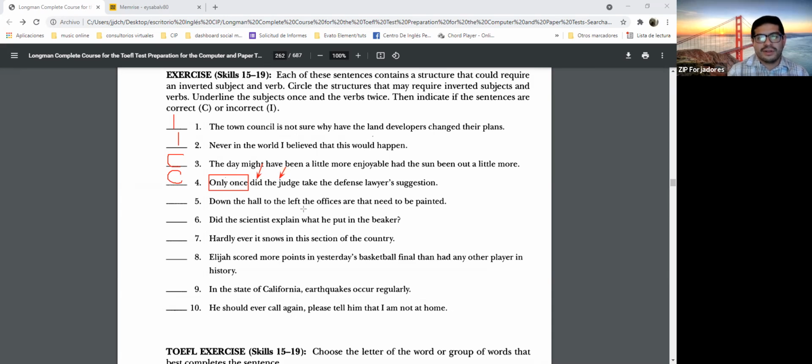Remember, you're going to invert subject and verb when the sentence starts with a negative expression. So only once is a negative expression, so you are going to invert it. So that's why it's correct. Okay, so that's why we are seeing these skills 15 to 19.